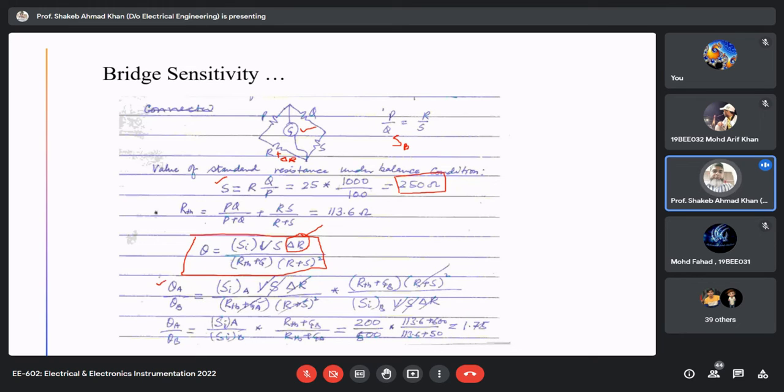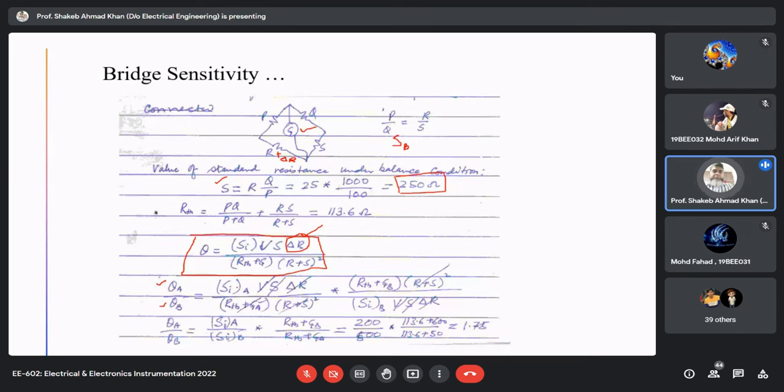So theta A upon theta B will be equal to, all other things will be equal. You see, the only thing we are changing is the galvanometer or detector; bridge parameters remain the same. Galvanometer related parameters will change, other parameters will remain the same. Like in this expression, your V will be the same, your S will be the same, your R Thevenin will remain the same, R S will remain the same, R will remain the same. Only G and SI will change.